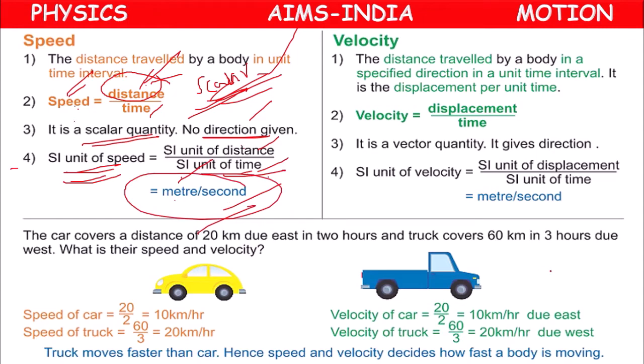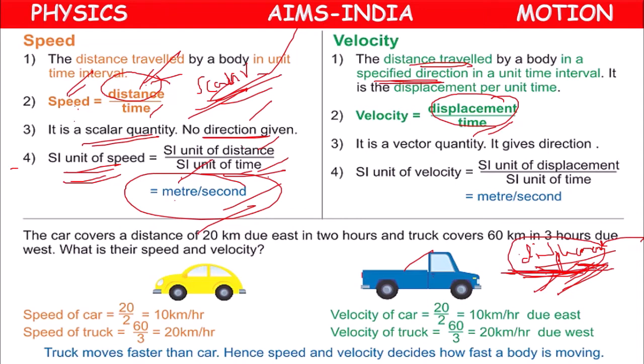Suppose the truck is traveling in a straight line. Whatever journey it has traveled is considered as displacement, not distance, because it is going in a definite direction along a straight line. So displacement by time: in how much time, how much displacement it has covered. If we divide, we will get displacement traveled in unit time. Displacement can also be considered as distance traveled in a specified direction. If distance happens in a particular direction, we call it displacement.